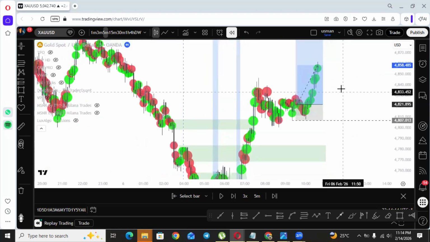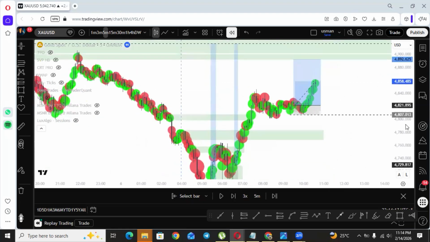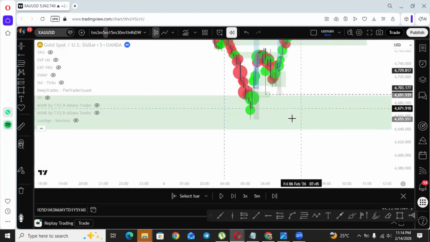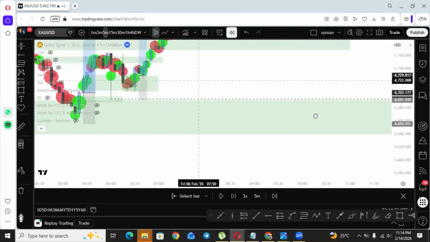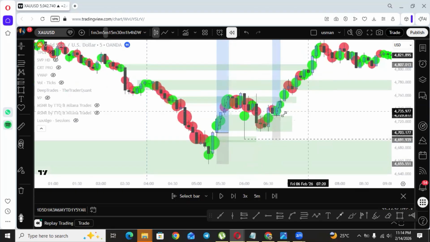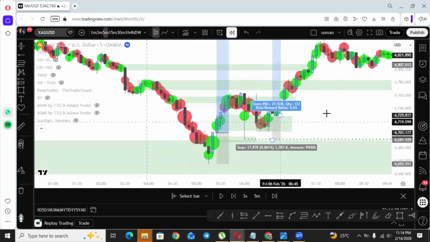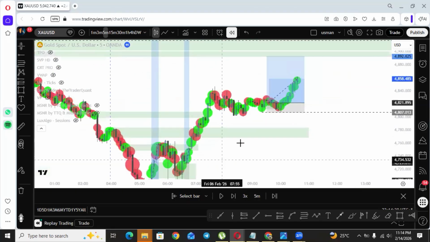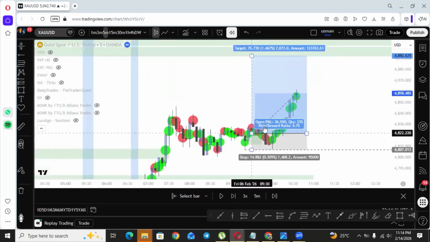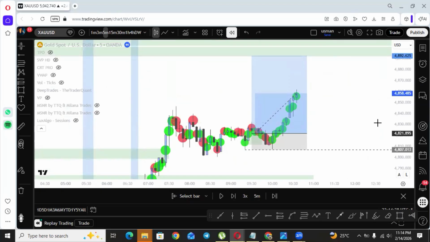I only take trades on levels which are on a higher time frame. A higher time frame means this level was a daily bias level, and then this level formed, and this level was near the daily bias level. So I try to enter more high probability trades. This kind of trade is also a high probability trade.